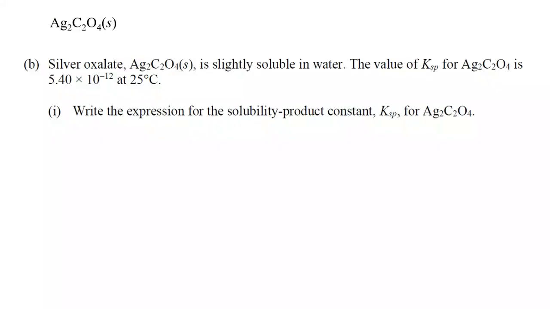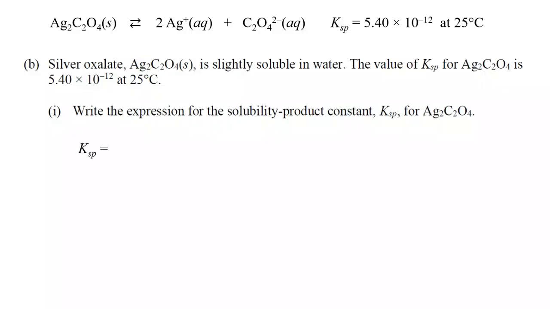So there is my solid silver oxalate. It will break up into 2 silver ions that have a charge of +1, and then 1 oxalate ion that has a charge of -2. And then the Ksp is equal to 5.40 times 10 to the negative 12. Let's write the Ksp expression. It's going to be concentration of silver times concentration of the oxalate ion, but don't forget to use that coefficient of 2 for the silver as an exponent.